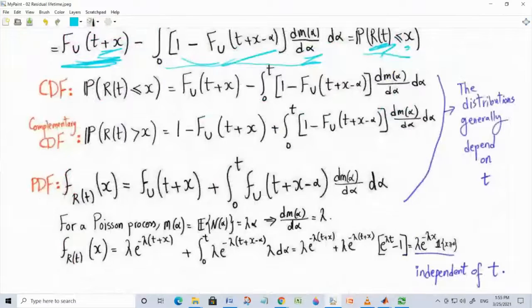Okay, the complementary CDF is 1 minus the CDF, and it will be given by this. And what is the PDF? How can we obtain the PDF from the CDF?